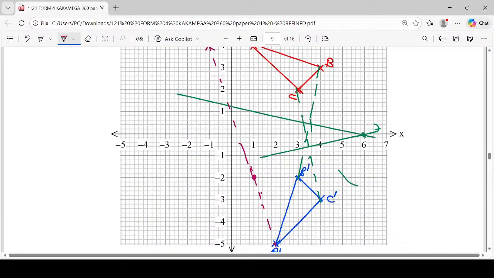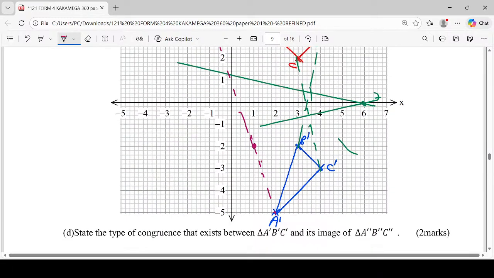Again, let's locate B prime. We are going again to join B prime to the center. With B prime, -2 because there are 2 units, so that will be 1, 2, 3, 4.